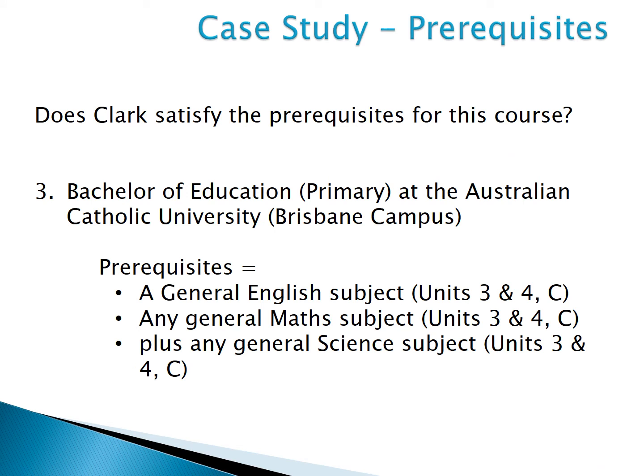Okay, so Clark is now thinking that he might want to consider a Bachelor of Education primary at the Australian Catholic University. Now, the Australian Catholic University is a public university. You don't have to be Catholic to go there, and they're not going to hit you over the head with a Bible when you walk in. If you want to talk religion, I'm sure they'll happily talk religion with you, but there are plenty of people that go there that are not religious in the slightest. So prerequisites for this course, we have general English, any general math subject, and any general science subject.